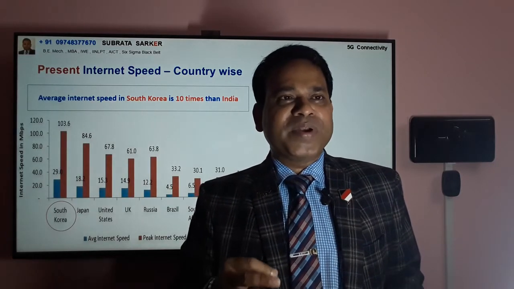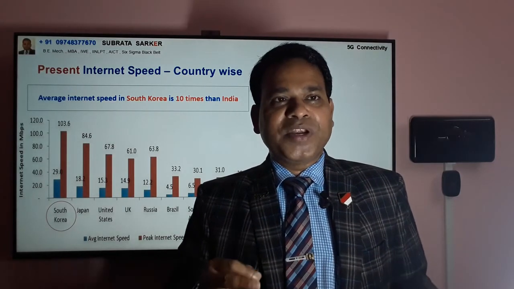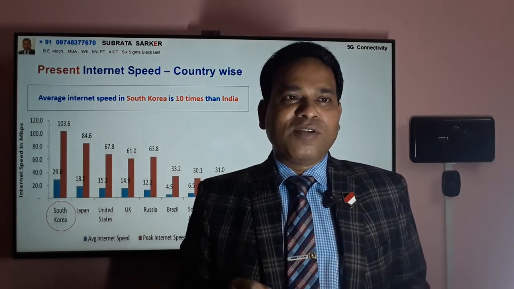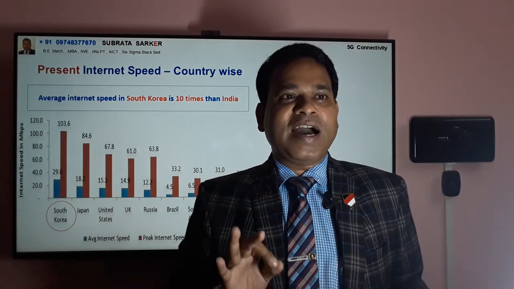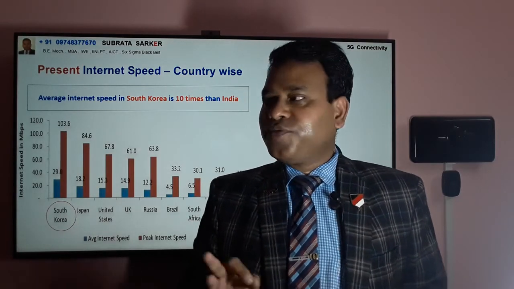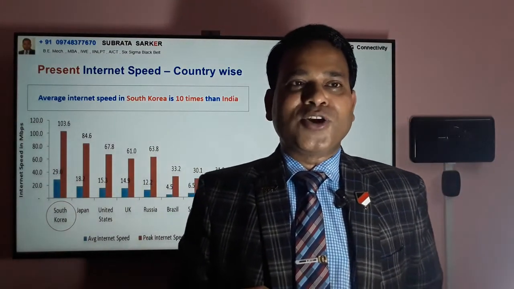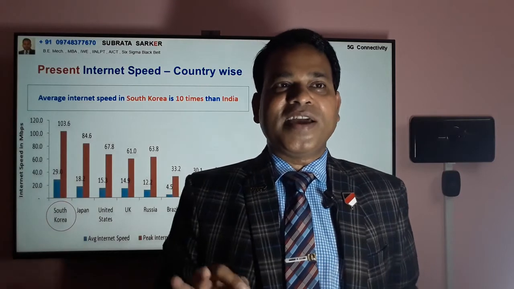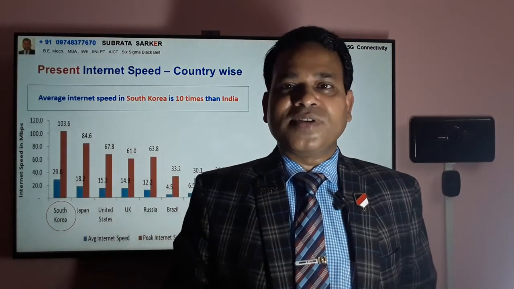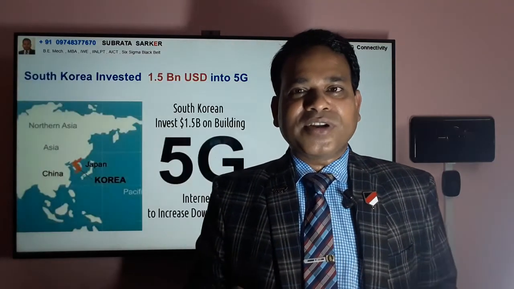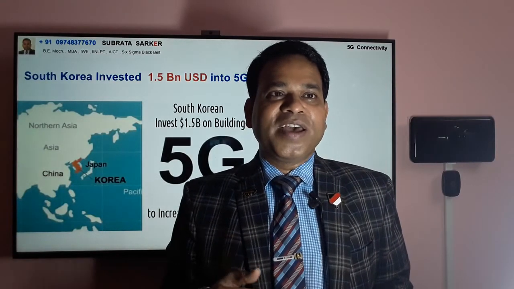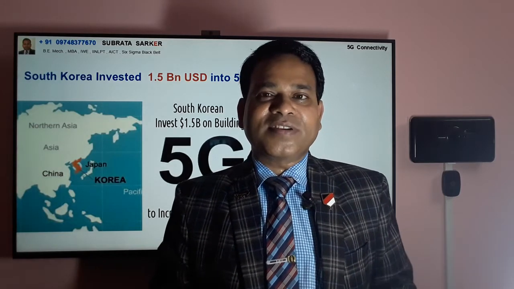Like if we compare the present internet speed country wise, you'll find that South Korea has got the highest internet speed. South Korea has 10 times higher speed than India at this moment. This doesn't come automatically. You can see in this picture, South Korea has invested 1.5 billion USD in internet infrastructure.